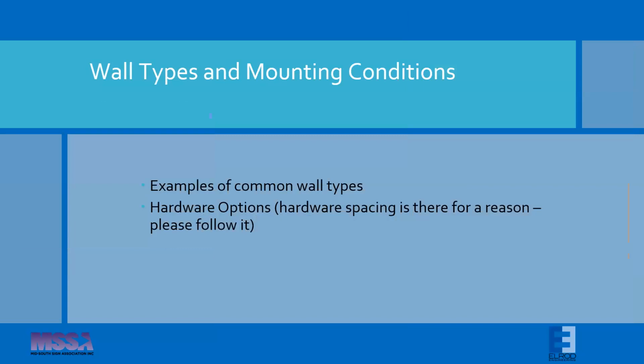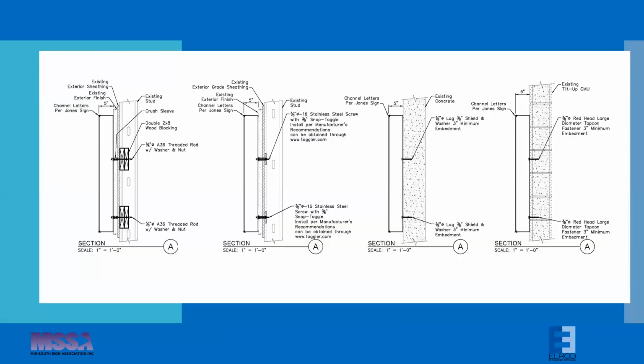I want to talk a little bit about wall types and mounting conditions and give some examples of common wall types and some hardware options. This is a detail we put together for a national sign program project for a client of ours, where they asked us to pre-engineer multiple attachment methods. This is a rebrand for a client of theirs, multiple locations, and they didn't necessarily know every site what the wall types were.